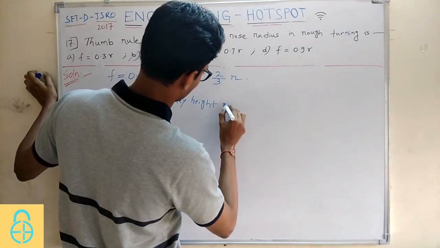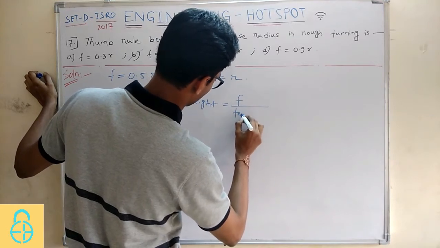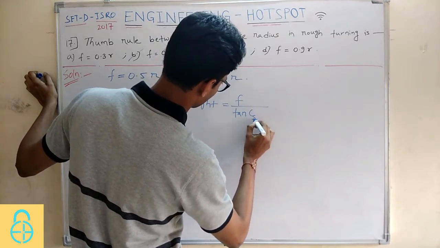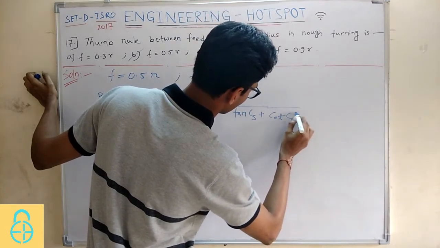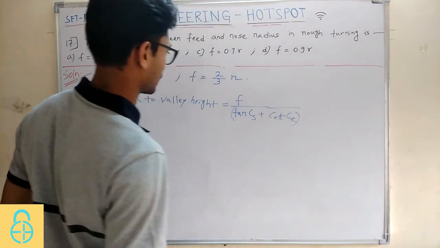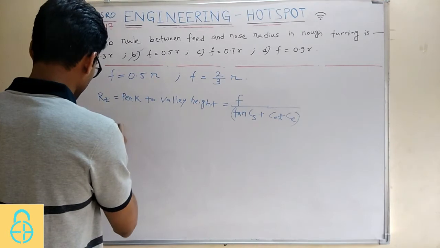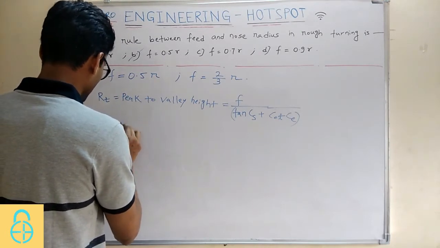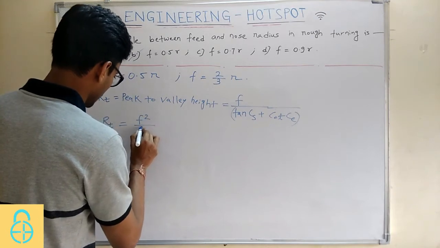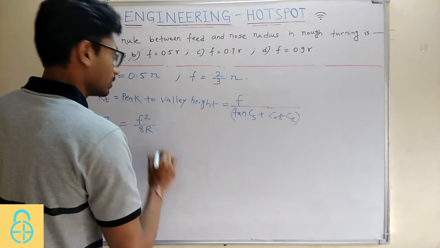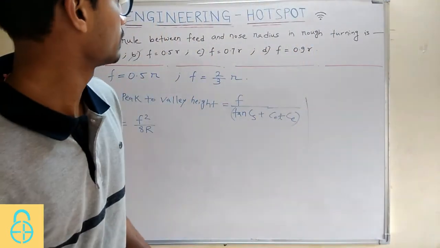Its value is given as F upon (tan CS plus cot CE). Also, if you want to relate this value with nose radius, it will be F square upon 8 times R, where F is the feed. Let me write it. F is the feed.